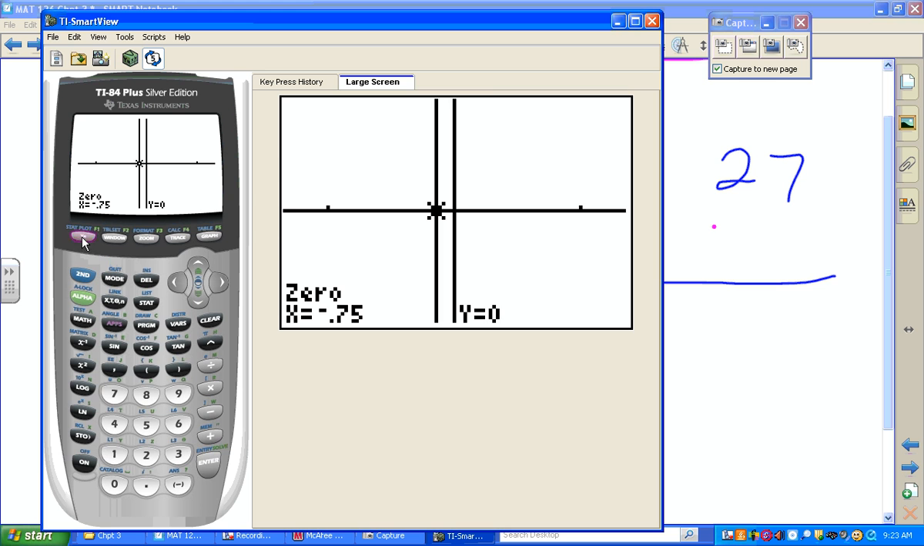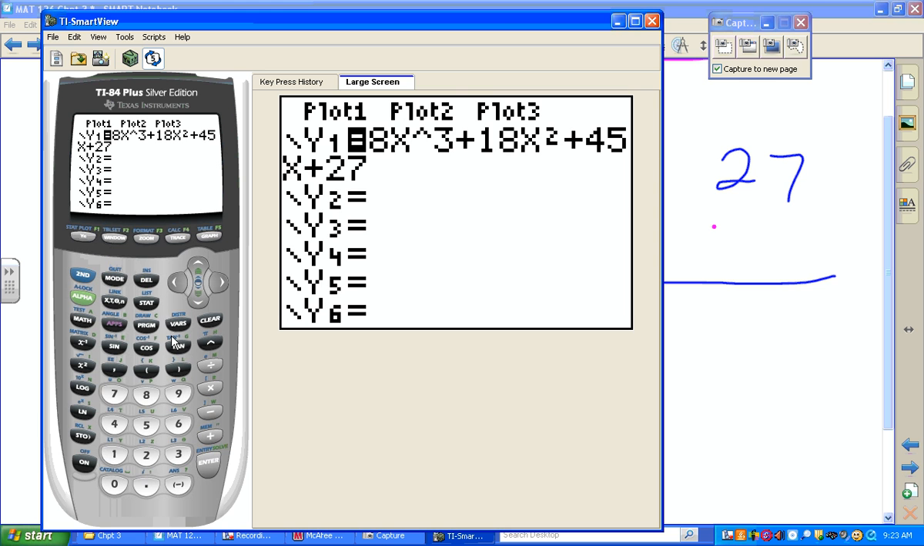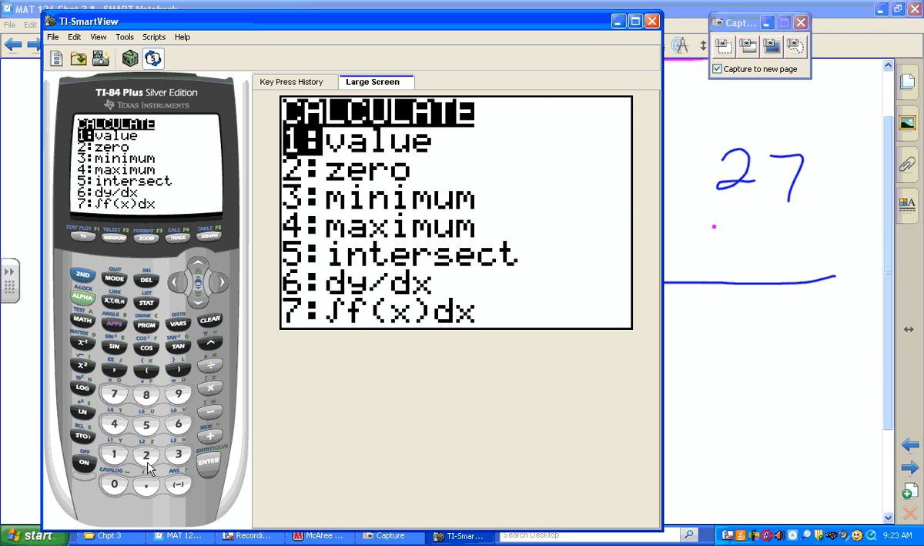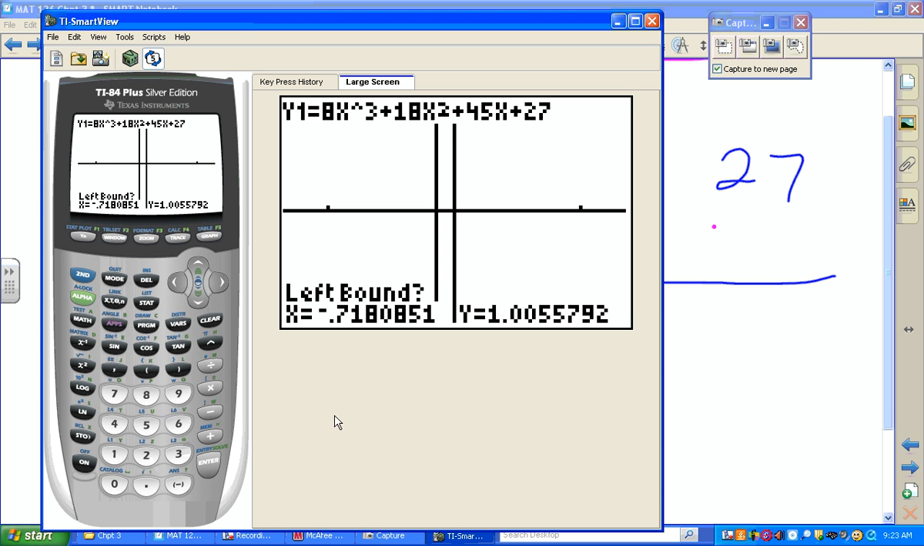Did you type in the equation correctly? Yeah, I just scrolled down. You can't scroll. You actually have to do a calculation. Second, calculate 0, or root.